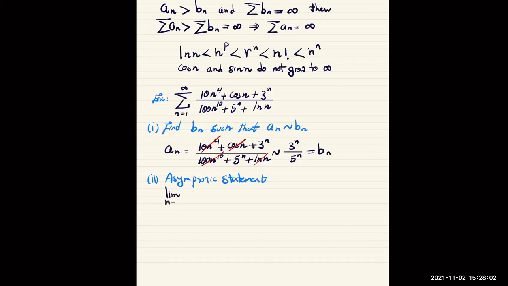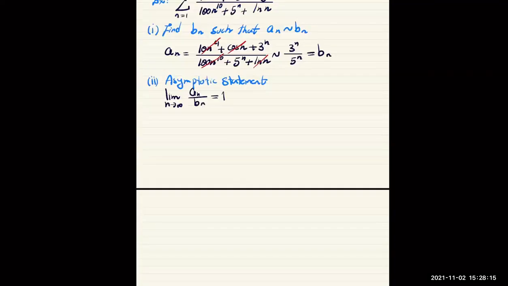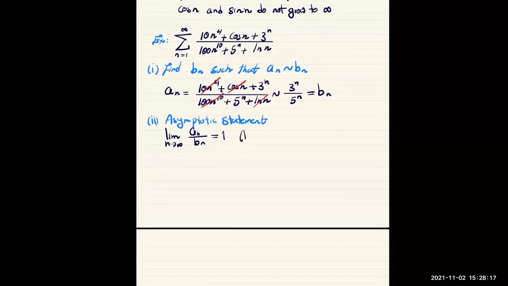write down the limit of a sub n over b sub n is equal to 1. Just write this down. You don't have to prove it. You don't have to do anything. Just write this down. That's it. Okay, do not evaluate the limit, because we know that the limit is already 1, since these two sequences behave the same way. Okay, so I mean it sounds weird. You just have to write this down.